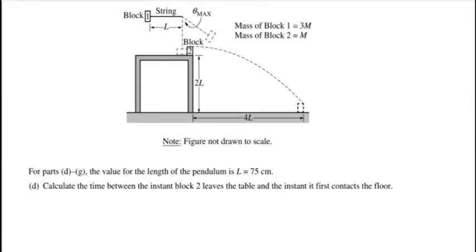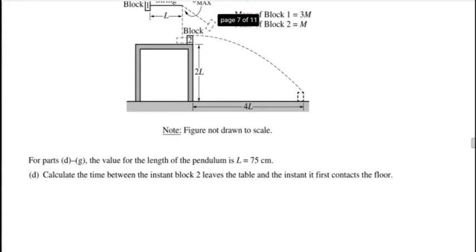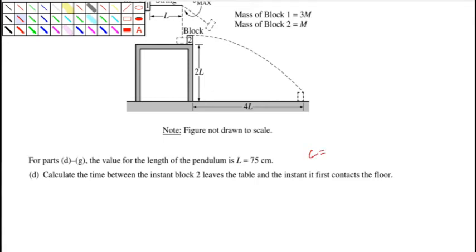So for parts D through G, we have the drawing again here just for reference, but we're going to use a value for L, and we're going to calculate some hard values. And that length, L, is going to be 75 centimeters. I like to always write that in terms of meters, because if we use the standard units, we're always going to get the right units at the end. Things just take care of themselves in that way.